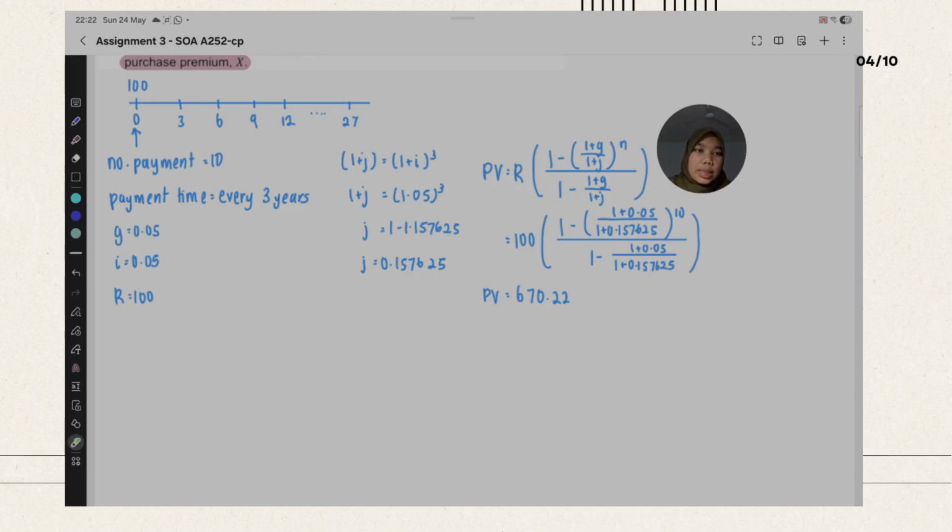And then we substitute the value of G, 0.05, and J, 0.157625, into the formula to solve for PV. By solving this equation, we get PV equal to 670 ringgit and 22 cents.